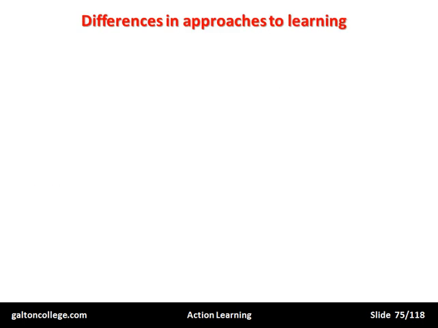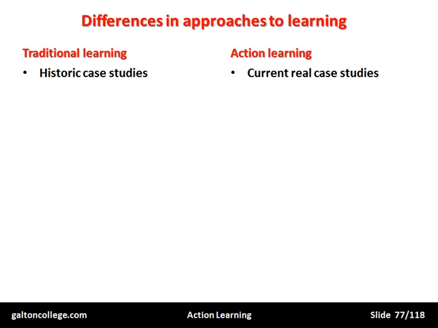Now, differences in approaches to learning. Well, we have traditional learning and we have action learning. Now I'm going to give you a sort of a table here to look at each of these. So we're going to have, first of all, traditional. We have historic case studies. It's traditional learning. We have a case study that's written up about a company and it's published. It goes into a library and students may read about it. So it's historic. It's what happened in the past.